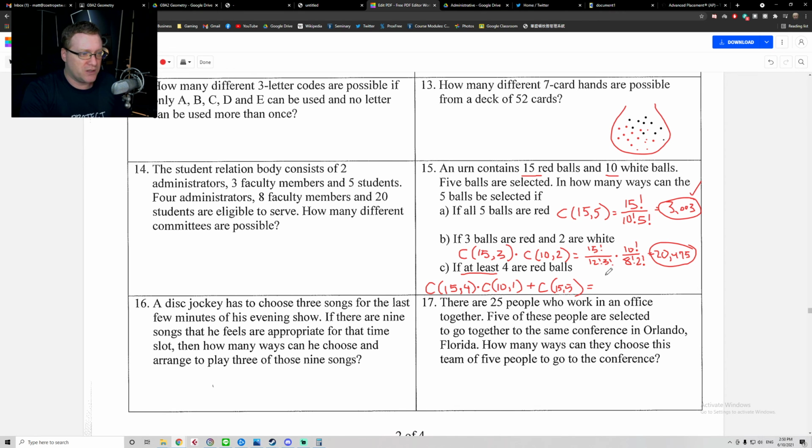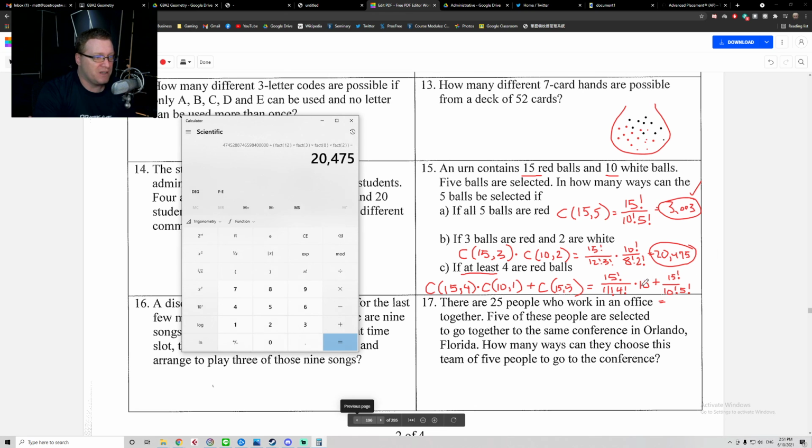So calculate that out. It's going to be 15 factorial divided by 15 minus 4, which is 11 factorial, times 4 factorial, and then times 10 choose 1. Well, that's just going to be 10. And then we're going to add 15 factorial over 10 factorial times 5 factorial, which we actually already found up here. It's 3003.